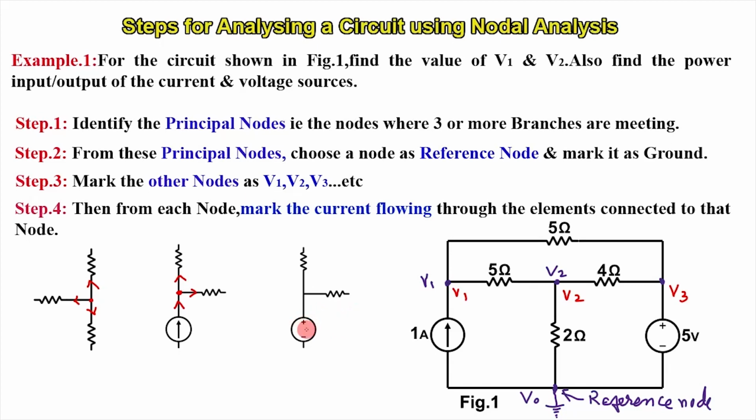Similarly, here also in this branch, as this is positive, we will mark the current as going towards the node, and as this is a passive branch, we will mark the current as going away from the node. Suppose the current direction is in the opposite direction, the direction of this current also will be downwards. Similarly, if this voltage source is in the opposite direction, the direction of this arrow also will be in the opposite direction.